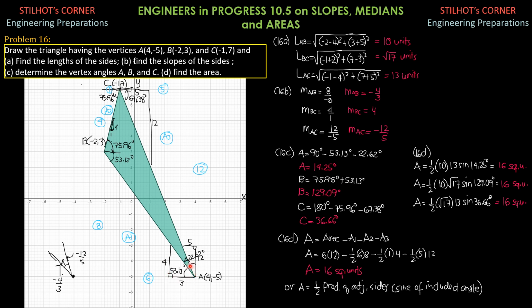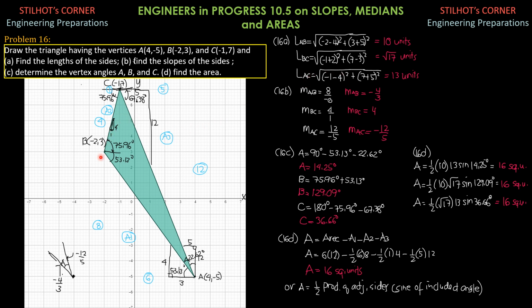So for the length of AB, it is the square root of... we begin with the terminal coordinate. So (-2 minus 4) quantity squared plus (3 minus -5). So 3 minus -5 is 3 plus 5, quantity squared. So it is 10 units.